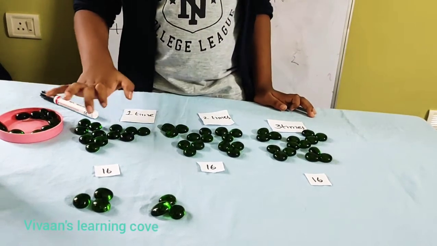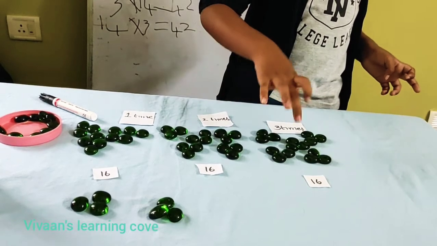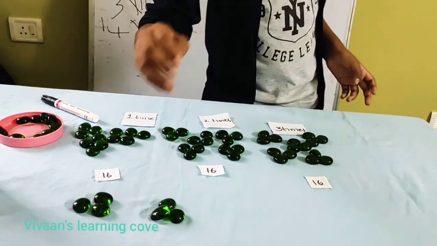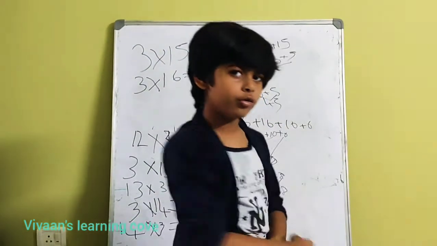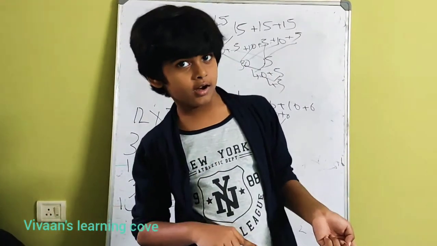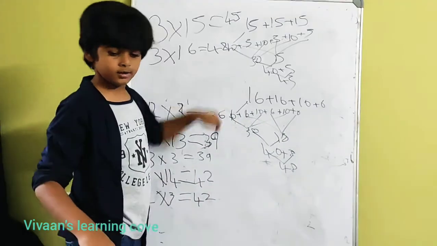Yeah. 1, 2, 3, 4, 5, 6, 7, 8, 9, 10, 11, 12, 13, 14, 15, 16. See, there are 16 groups and 3 pebbles in each group. 16 times 3 also should be 48.